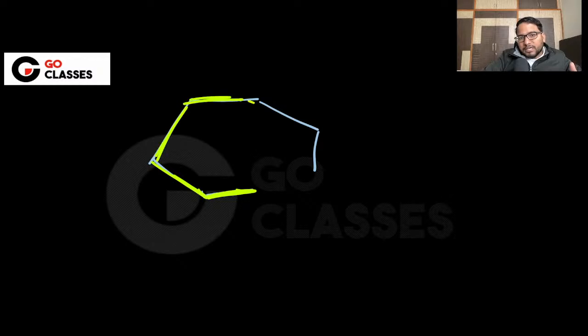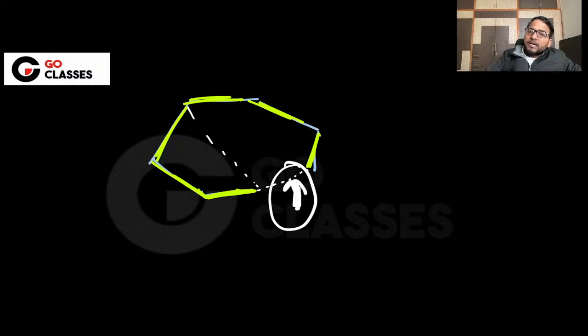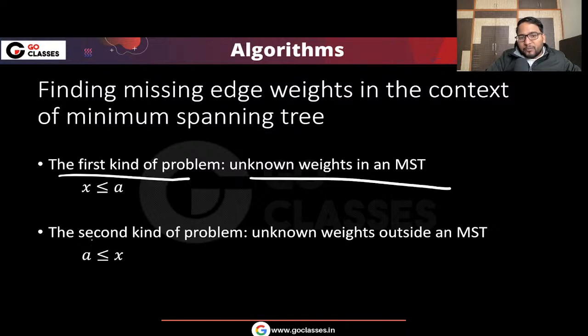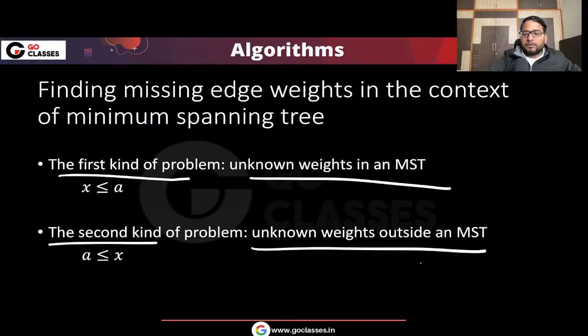Then, let's suppose, they will say that there are some other edge weights which are not part of the MST. Maybe this edge weight is not a part of MST, this is not a part of MST, and so on. Then they will ask what is the cost of this. So one kind of question is where they miss the edge weight of an edge which is not part of the MST. They might also miss the edge weight of an edge which is part of the MST. So there are basically two types of questions. The first kind of problem is unknown weights in the MST. The second kind is unknown weights outside the MST. Let's see how we can solve these types of questions.